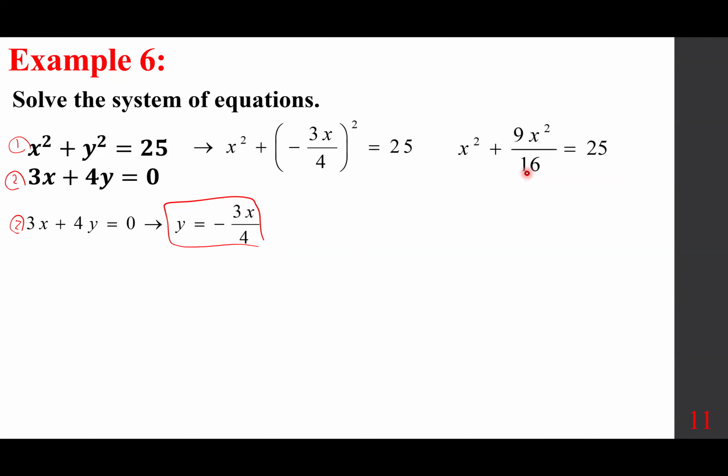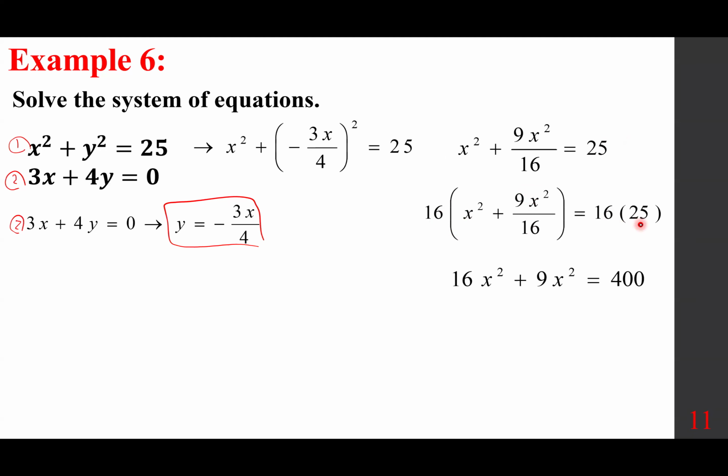We have a fraction. We want to solve this. Let's get rid of the fraction. What is the fastest way of getting rid of the fraction? Multiply both sides by the denominator 16. So multiply this one by 16, multiply this one by 16. This gives you 16x squared. This cancels out. This one gives you 9x squared. 16 times 25 is 400.